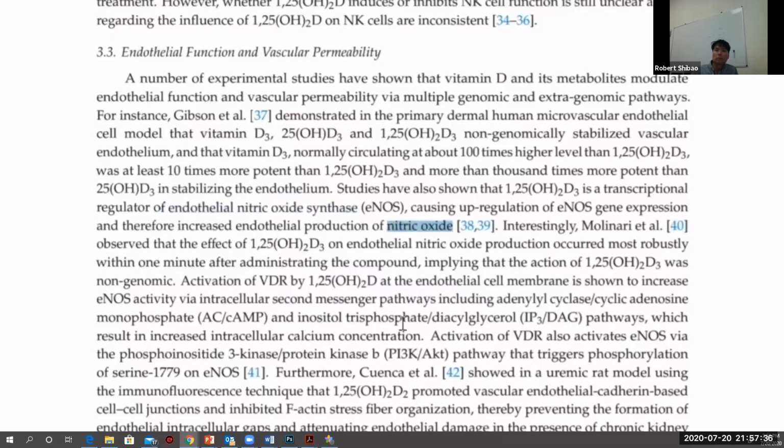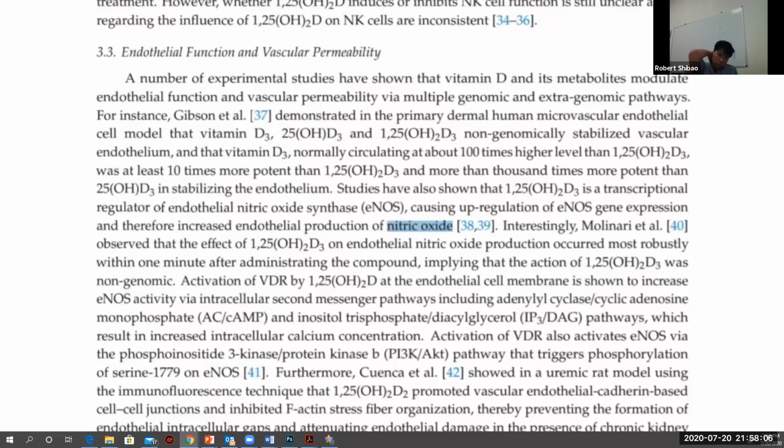So here's a connection between nitric oxide and vitamin D3 levels. Furthermore, they noticed that this effect of 1,25-dihydroxyvitamin D3 occurred within a minute of administering the compound, implying that it wasn't being used in terms of transcriptional modification by a promoter, which would take a lot more time. There's a direct, it seems, component to the 1,25-dihydroxyvitamin D and the activation of nitric oxide.